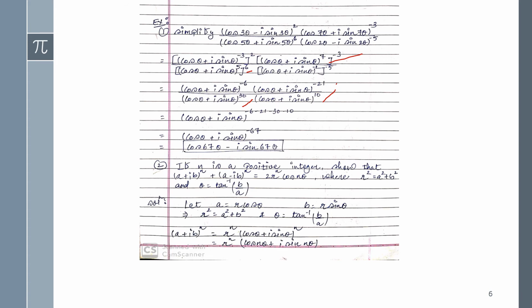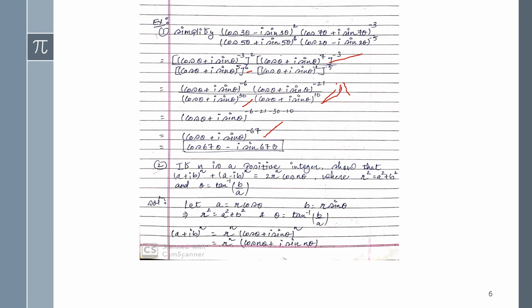So I'm just applying minus 6 minus 21 minus 30, and this will go upstairs, so that will be minus 10. So at the last this one is minus 67, and I'm converting, again I'm using De Moivre's theorem, so it will be cos 67 theta minus I sin 67 theta. Hope you all understood, guys? Now moving forward to the second example.